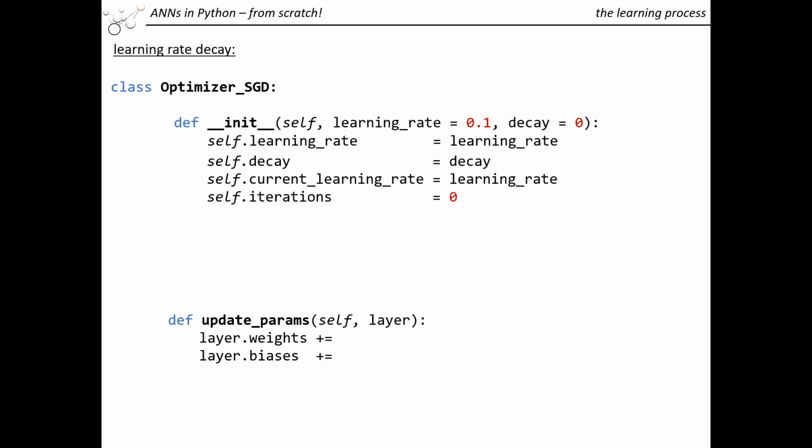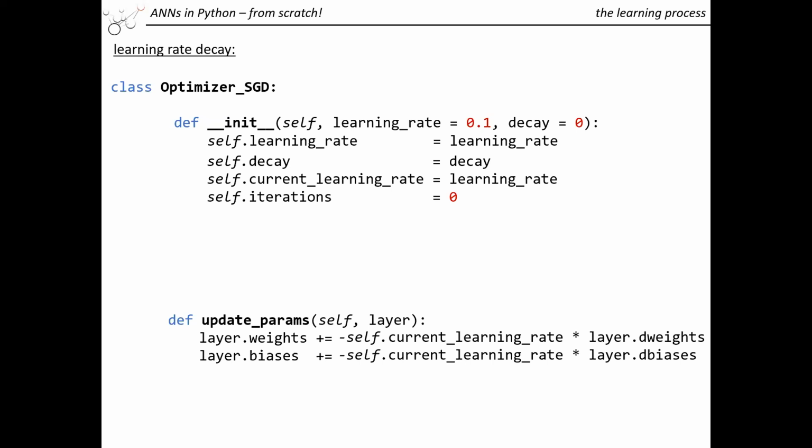So we just go to our update parameters, and instead of the learning rate, we use the variable current learning rate.